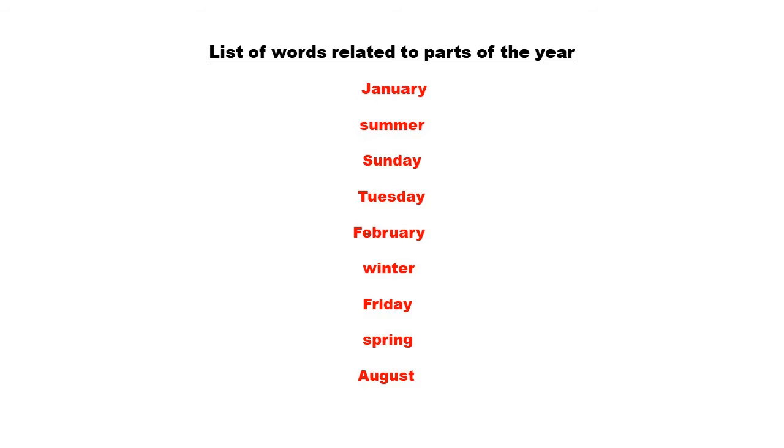So what I'd like you to do first is look at a list of words related to parts of the year, and I'd like you to write them down. Get a pen and a piece of paper, and try and organize them into 3 separate groups. I'll give you a minute just to do that.